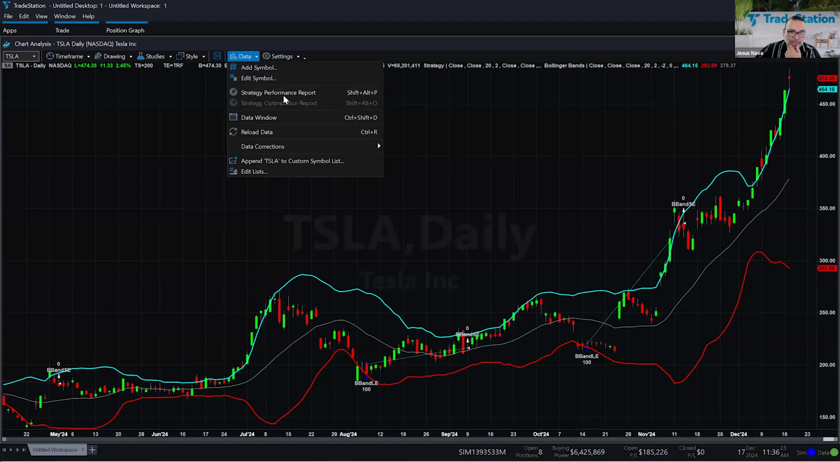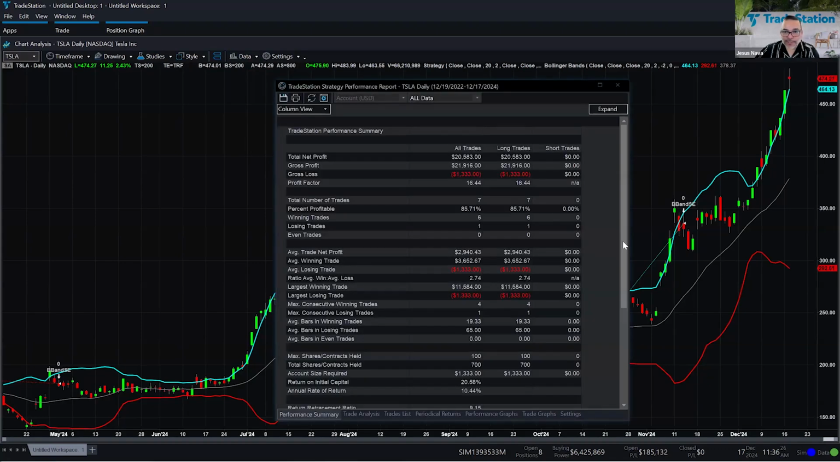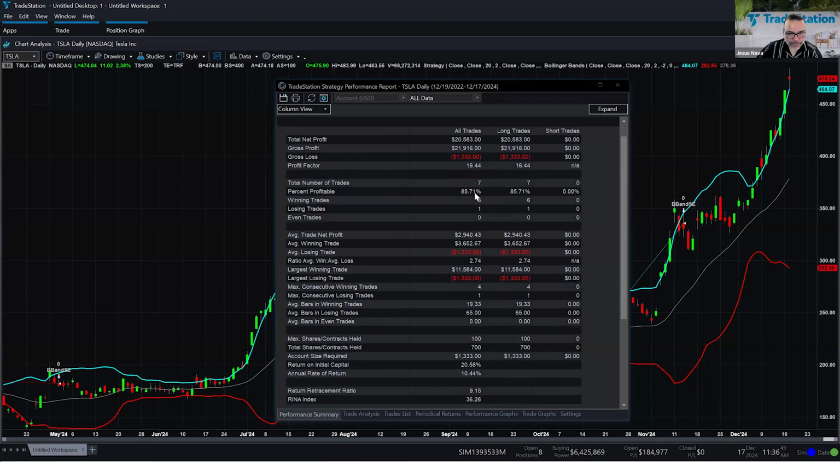So let's go here to the strategy performance report. You can see that immediately our profit factor jumps to 16.4, which is what the long trades profit factor was. Of course, we have fewer trades, 7. I would still not call this a good strategy because it's too few trades. But we made the performance better.